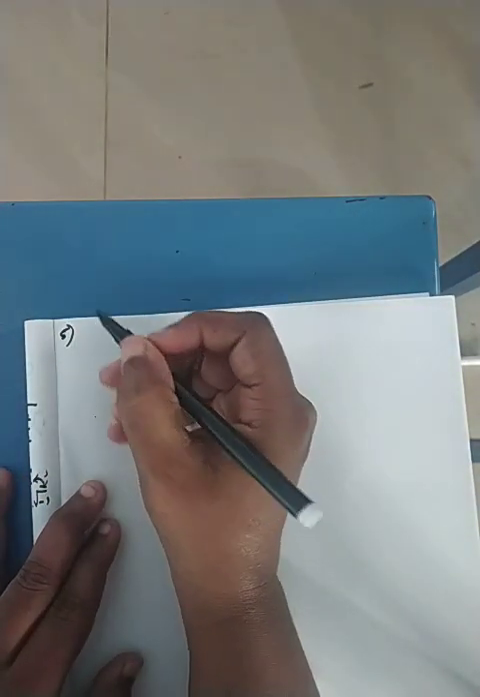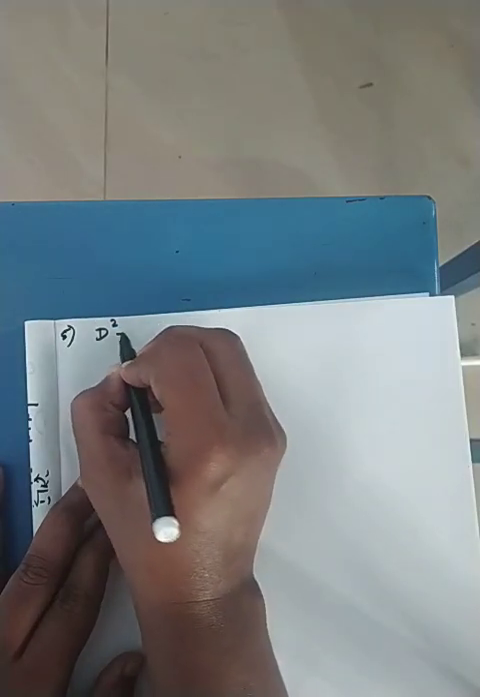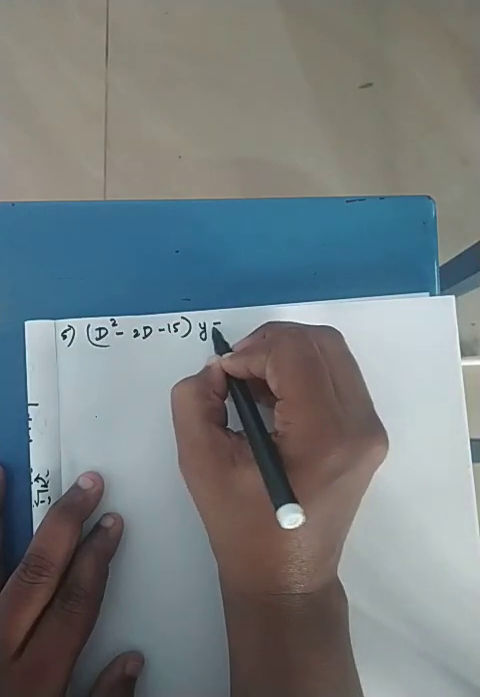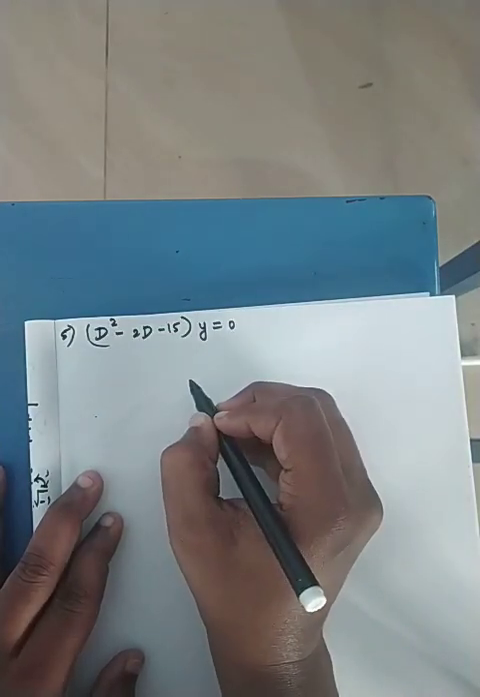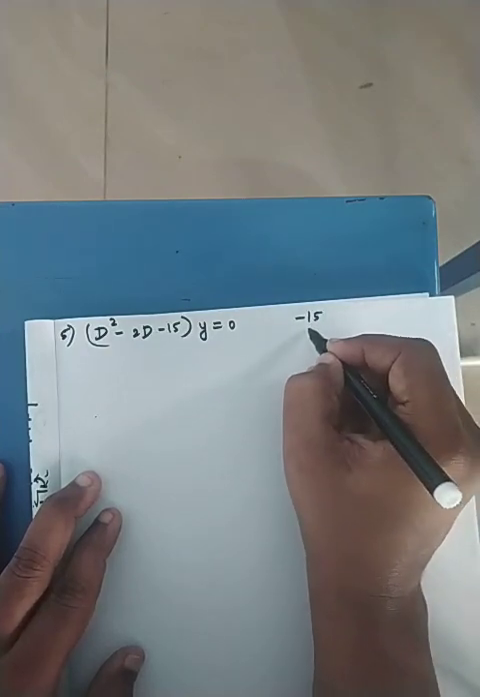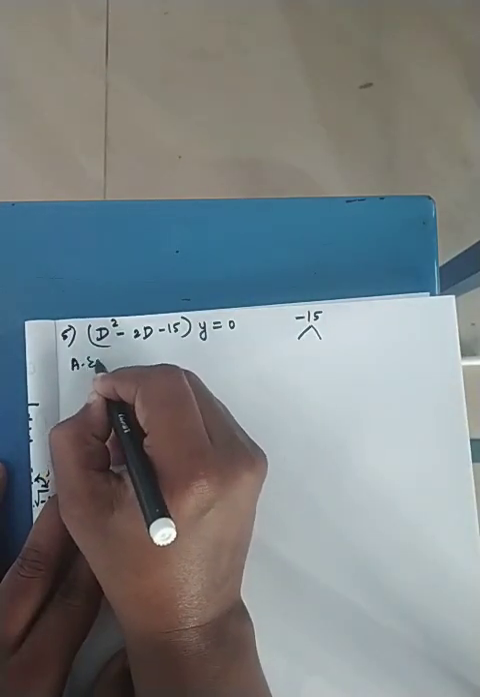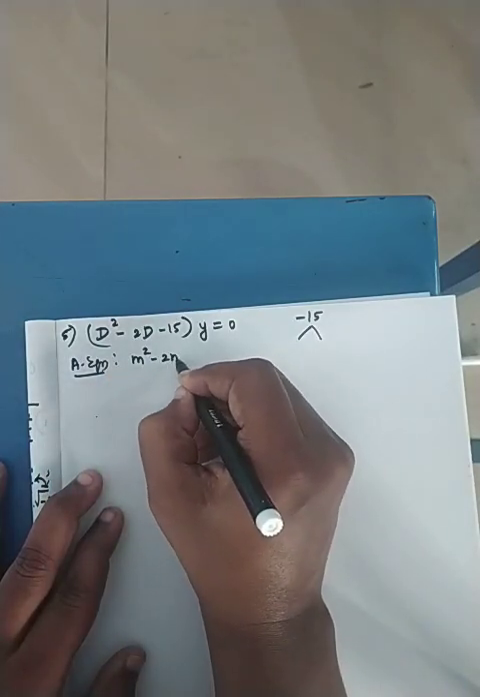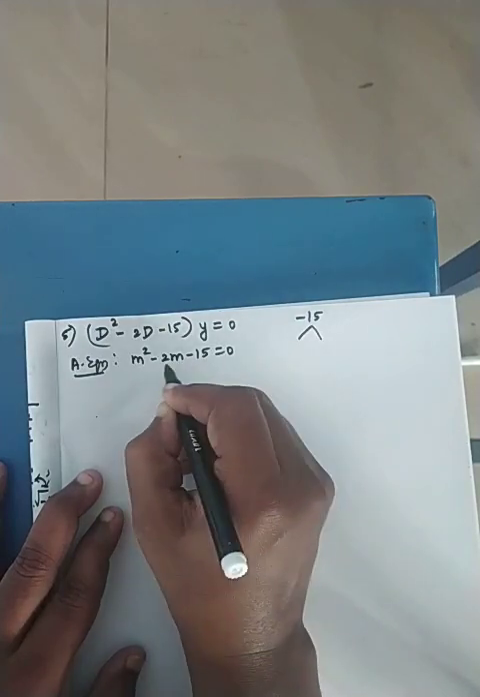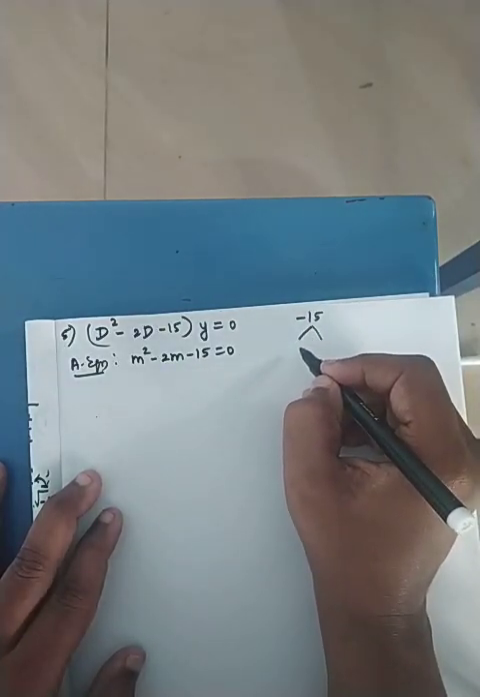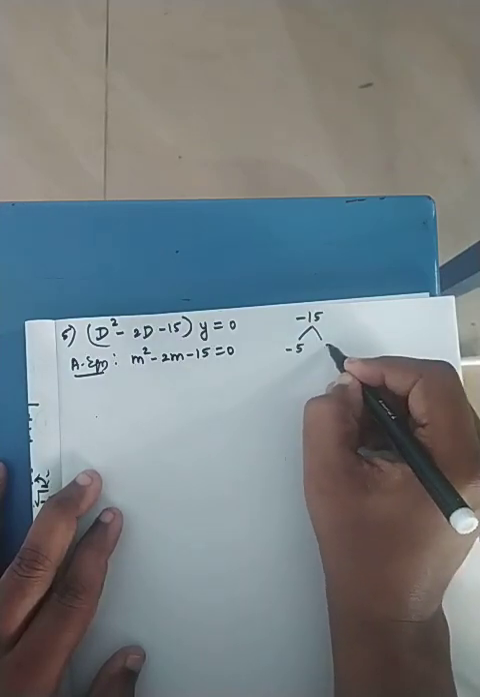Now going to our fifth problem. What is my fifth problem? It is d squared minus 2d minus 15 into y equal to 0. Accordingly, I have minus 15. When I say minus 15, what are my factors? What is my auxiliary equation? My auxiliary equation is m squared minus 2m minus 15 equal to 0. Now for this minus 15, I will take two factors: minus 5 and plus 3.